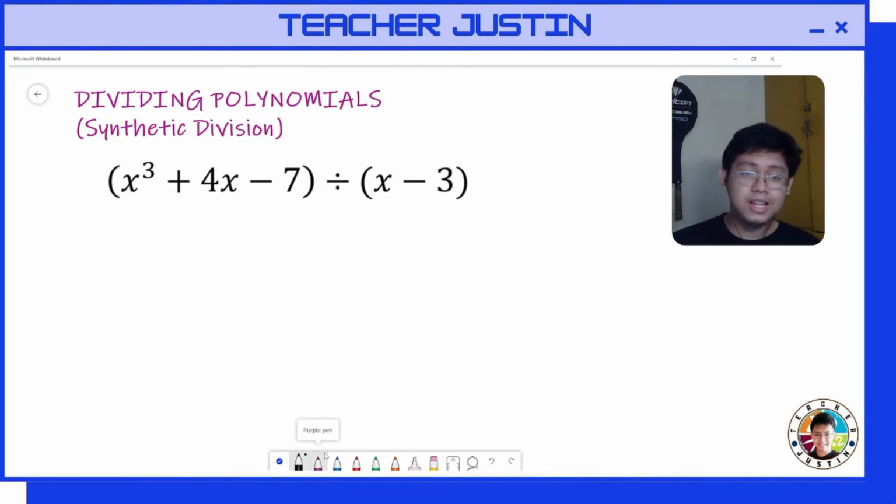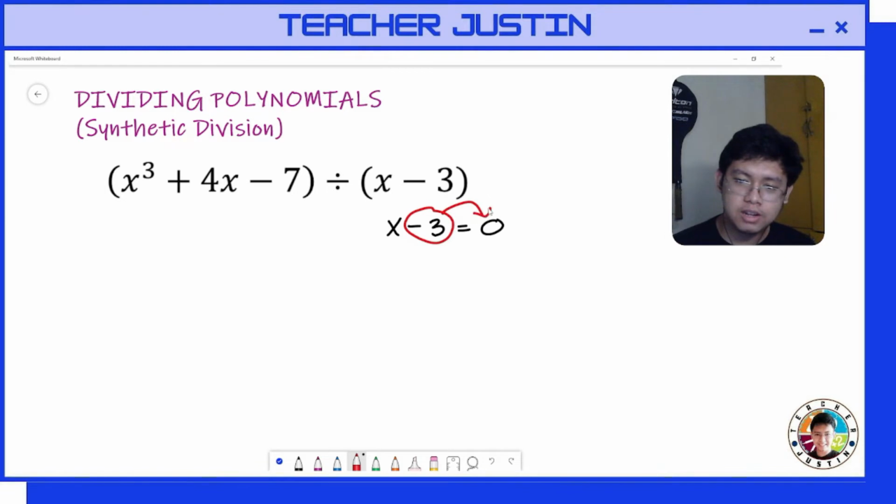So in dividing polynomials using synthetic division, our first step is for us to equate our divisor to 0. So x minus 3 is equal to 0. And then solve for the value of x. Let's transpose negative 3 to the other side of the equation, giving us x is equal to positive 3. And 3 will be our divisor for our synthetic division.